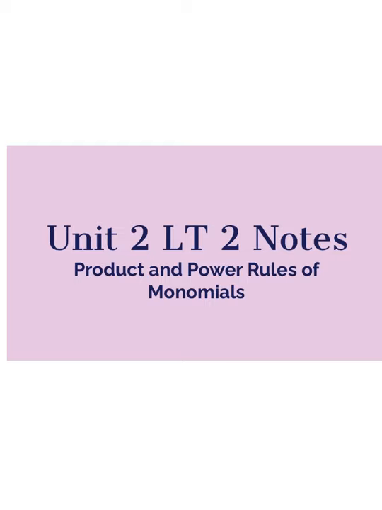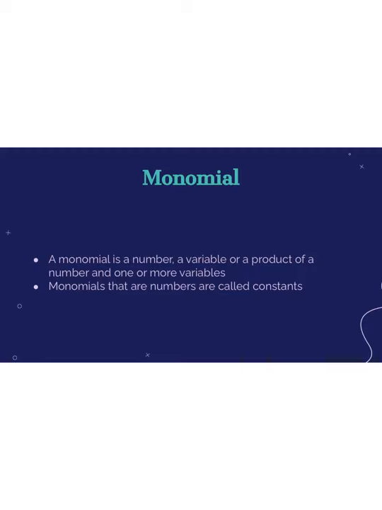Today we're going to be working on Unit 2, LT2 notes, product and power rules of monomials. So a monomial is a number, a variable, or a product of a number and one or more variables. Monomials that are numbers are called constants.